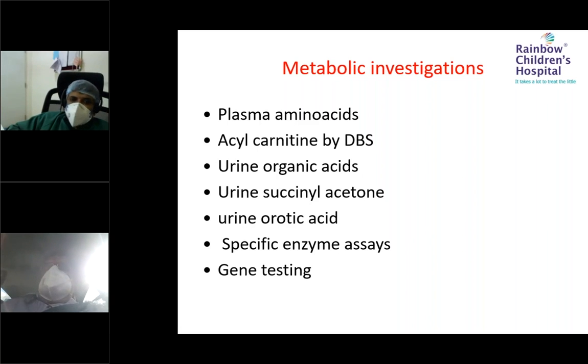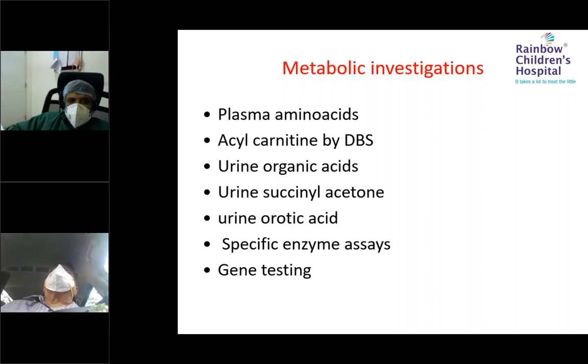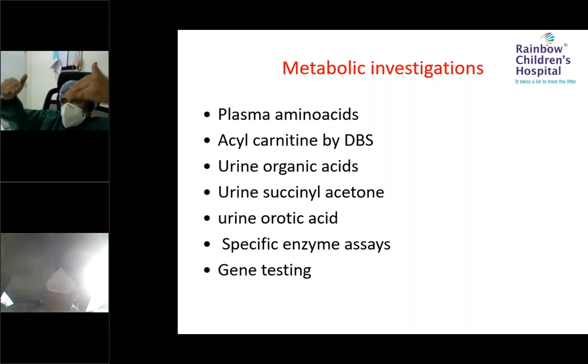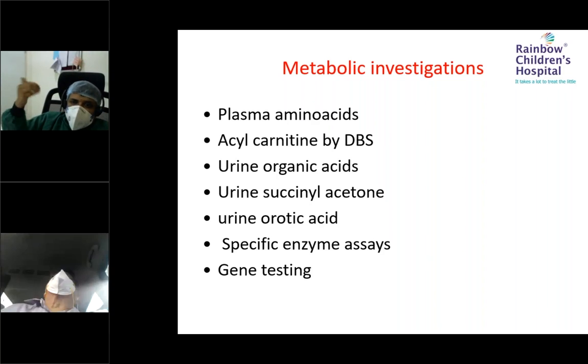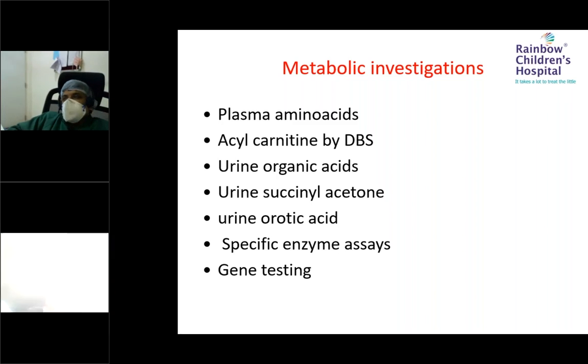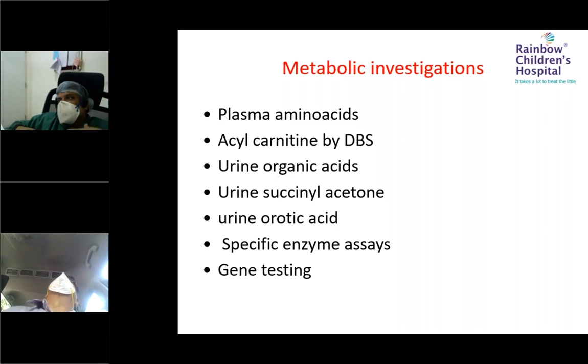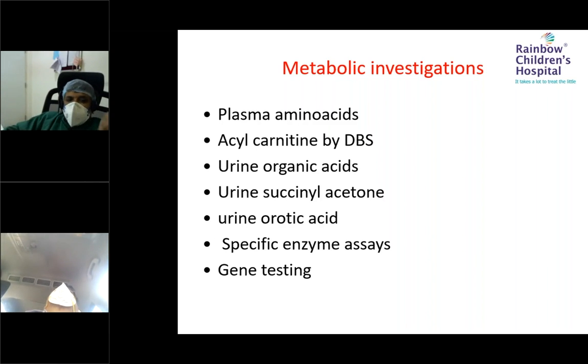In addition to the above investigations, the other investigations that are routinely asked are plasma amino acids, acyl carnitine by dried blood spot technique, urine organic acids, and urine succinylacetone, which helps us to confirm the diagnosis of tyrosinemia. Urine orotic acid plays a very important role in narrowing down the various enzymes involved in the urea cycle disorders. Specific enzyme assays are very useful when we are dealing with lysosomal storage disorders, where the predominant manifestation is organomegaly and developmental delay with or without dysmorphism. And finally comes the molecular gene test.